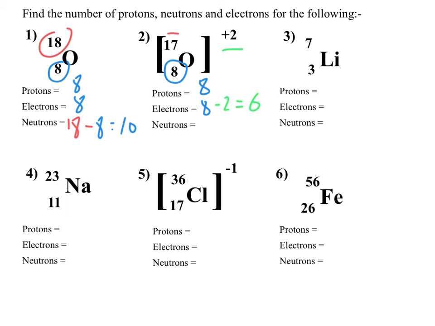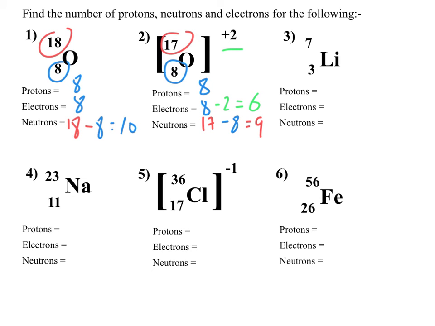And then to find neutrons, we take the top number of 17. From that, we're going to minus the 8. And 17 minus 8 will give us an answer of 9. Okay, if you can pause the video here, I'd like you to go through the rest of these questions, and I'll run through the answers with you in a few moments' time.